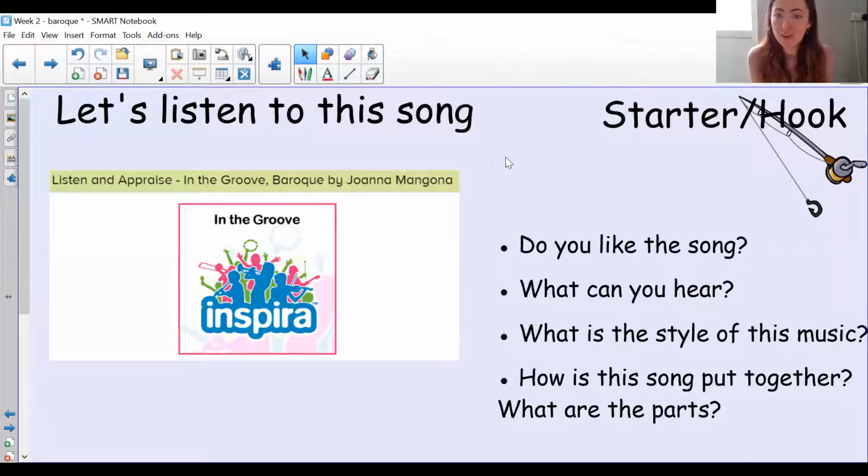So think about whether you like the song. What can you hear in the song? What kind of musical instruments can you hear? Can you hear a voice? Can you hear a singer? What is the style of this music? And how is the song put together? What are the parts? Does it have an introduction? Does it have a chorus? Does it have verses? Have a think about these questions while you listen to the song.